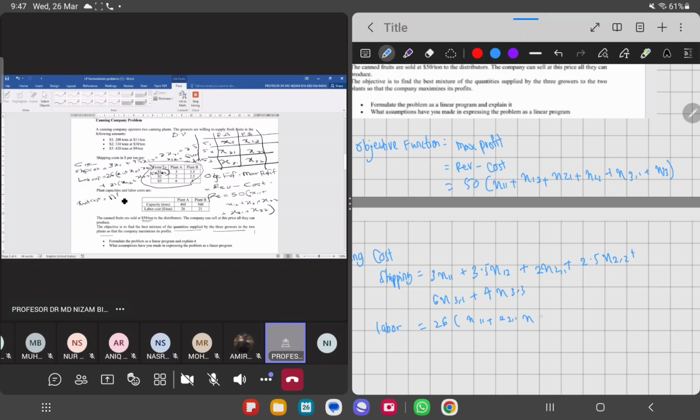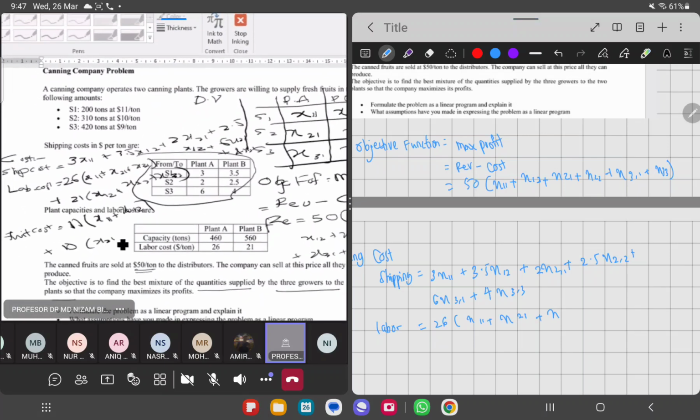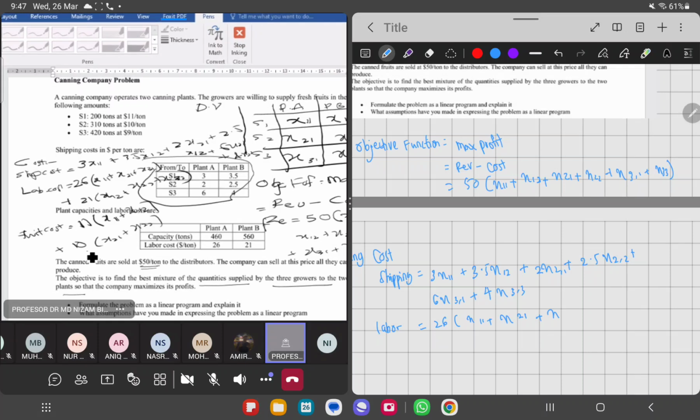So how many tons from S1 will ship? X11 plus X12, plus 10 times, for plant 2, X21 plus X22, plus 9 times, for plant 3, X31 plus X32, right? Okay. Any other cost? No, that's all right.